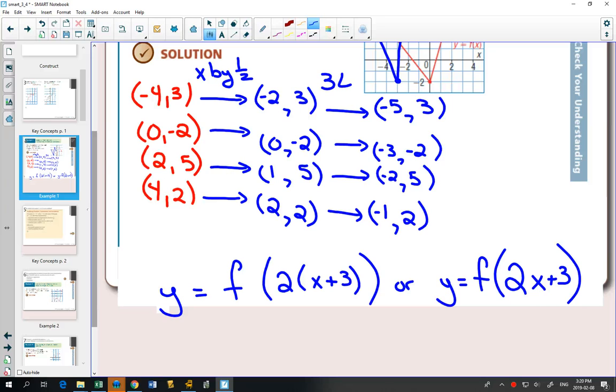Can you see why those two are different? If I simplified the first one, it would be 2x plus 6, right? If I distributed. And the second one is 2x plus 3. So they're different. One of them is right. One of them is wrong.